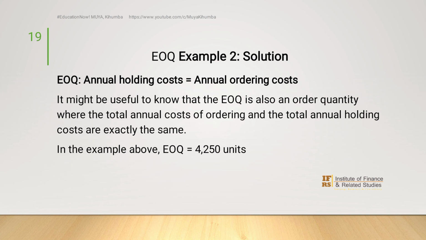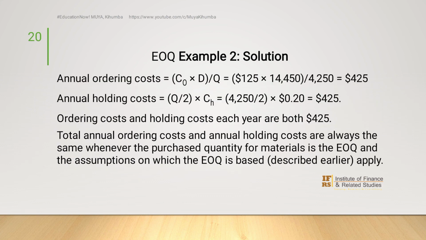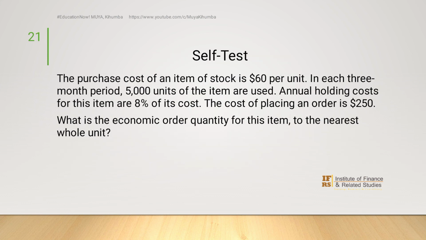And it's good to know that, as we said and I repeat, at EOQ, annual holding cost is equal to annual ordering cost. In this example, ordering cost, if you compute it, you'll find it is 425. Holding cost, again, will be 425. So you'll see that annual ordering cost and annual holding cost are always the same whenever the purchased quantity of material is the EOQ, and the assumptions on which EOQ is based, which we described earlier, apply.